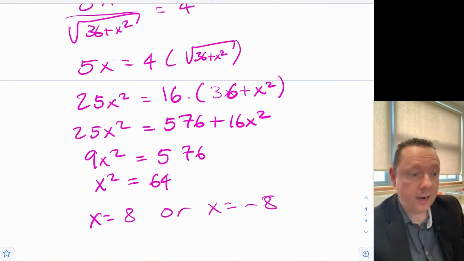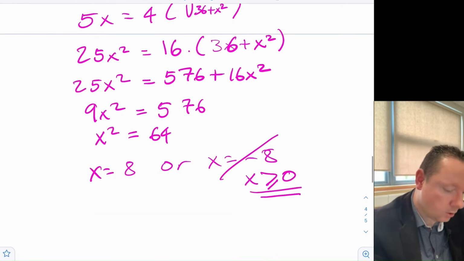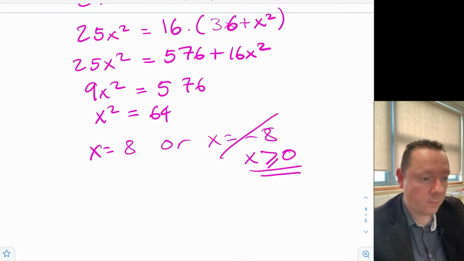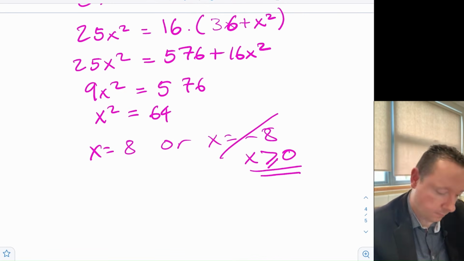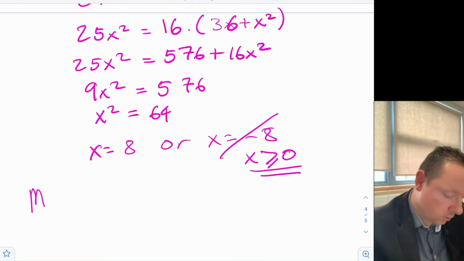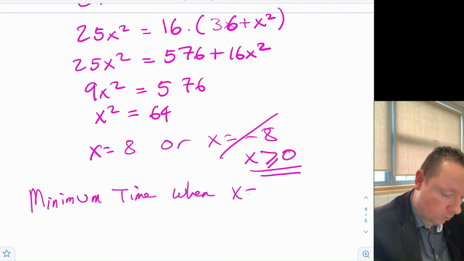But straight away, minus 8 is not valid because x has to be a positive number. X is greater than or equal to 0. So x equals 8 is our number. So the minimum time taken occurs when x equals 8. There's no need for a nature table for this one because we know it's going to be a minimum. So minimum time when x equals 8.